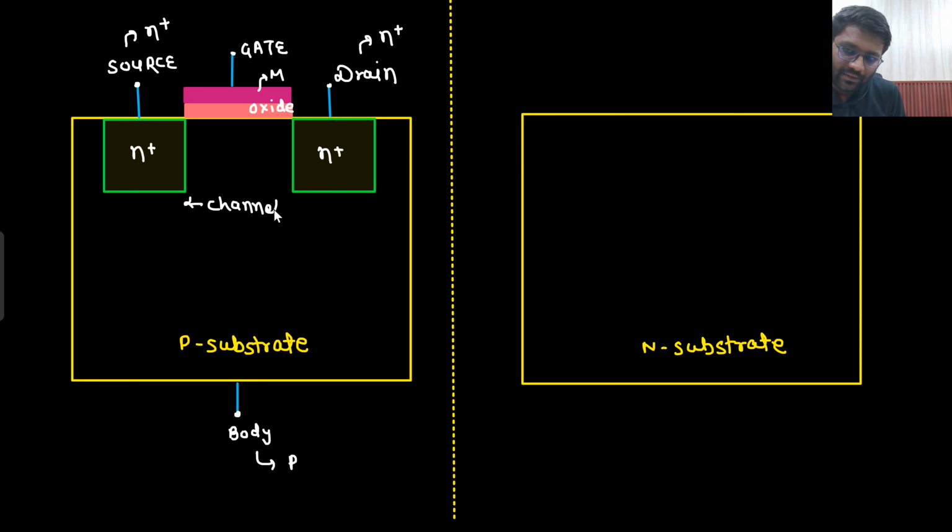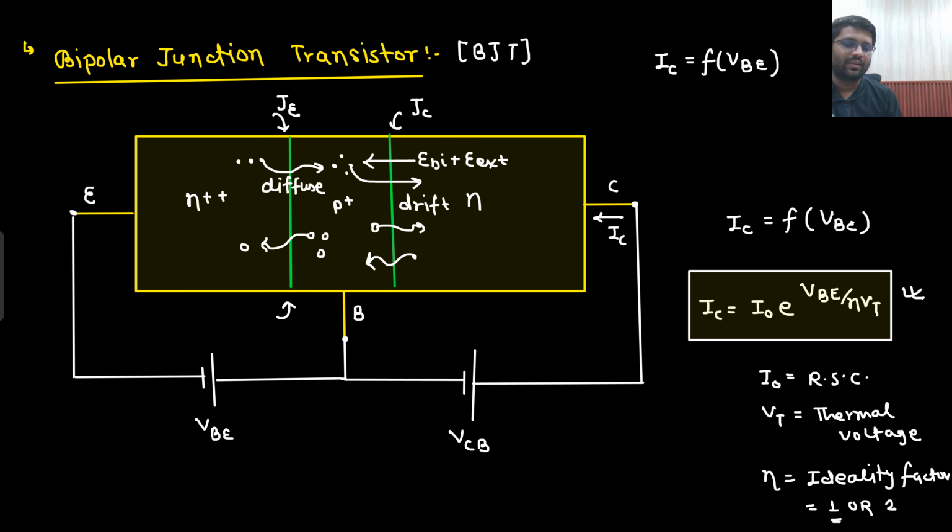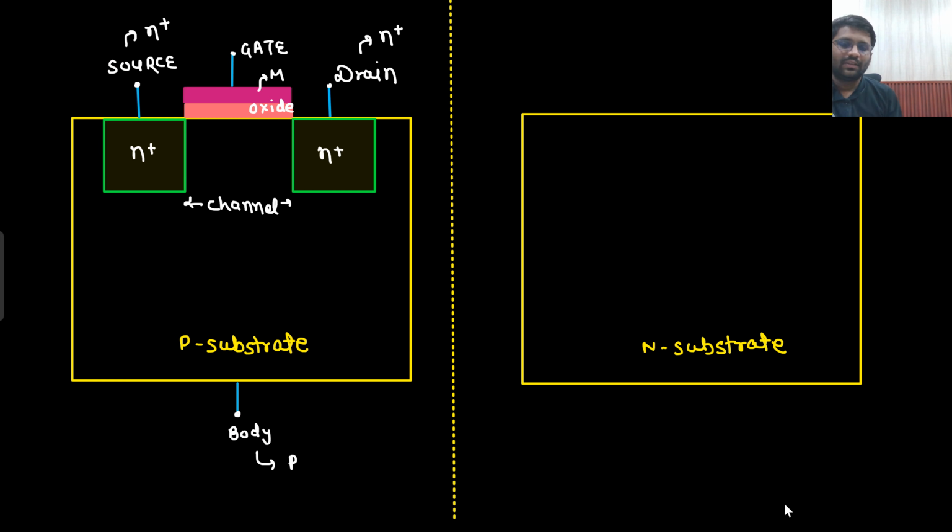We call it channel. So we are having 4 nodes, or better we can call it 4 terminals. What are we having? Source terminal, gate terminal, drain terminal, and body terminal. So 4 terminals we are having. In BJT we were having 3 terminals, right? Emitter, base, collector. Here we are having 4 terminals.